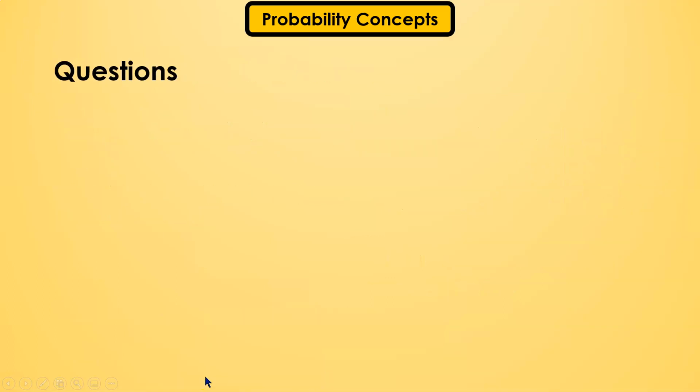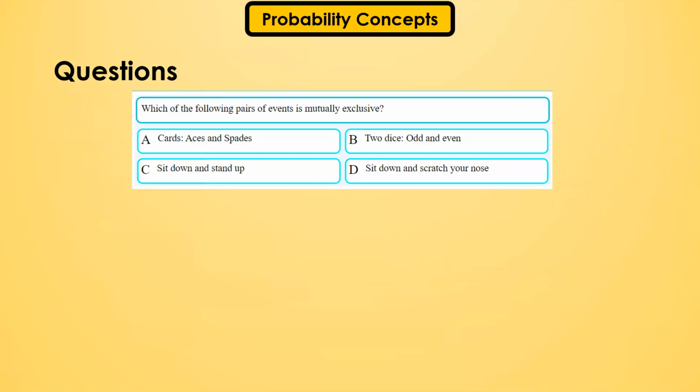So if we take a look at some questions, really simply: which of the following pairs of events are mutually exclusive? I'll give you a moment to take a look at these and make your choice. There may be more than one. Okay, so hopefully you gave that a go. So let's take a look at A.